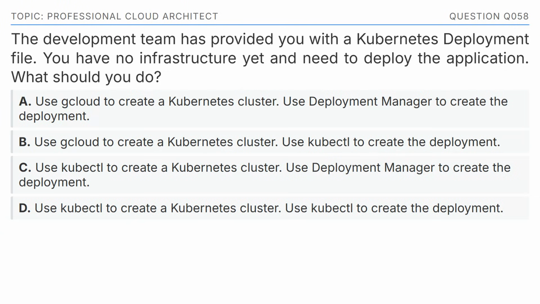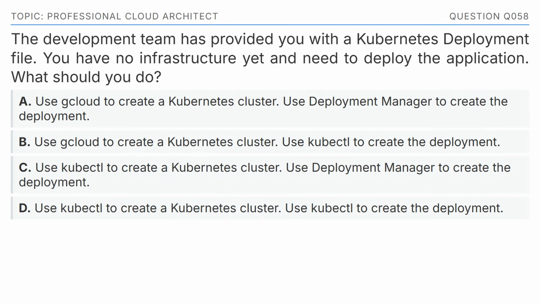The development team has provided you with a Kubernetes deployment file. You have no infrastructure yet and need to deploy the application. What should you do? The options are: Option A, use Cloud to create a Kubernetes cluster.